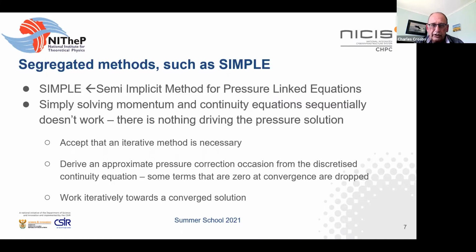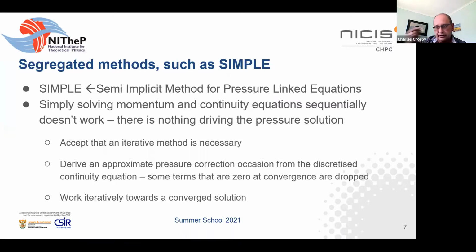What we've seen is you try and solve the momentum and continuity equations sequentially. You don't actually get to the solution because you don't have a way of extracting the pressure from that system, because it's not a coupled system. You're going through the equations sequentially. So the solution to that was to assume that you had to deal with an iterative method. And then within that iterative method, starting from the discretized continuity equation. So you take your continuity equation in its differential form and develop a discretized version of it.